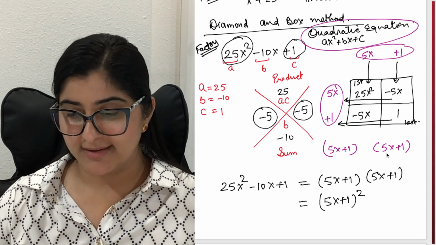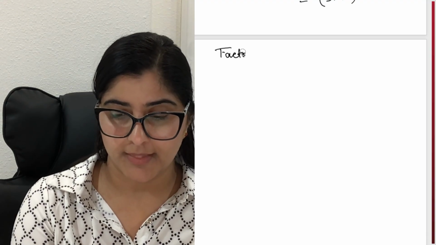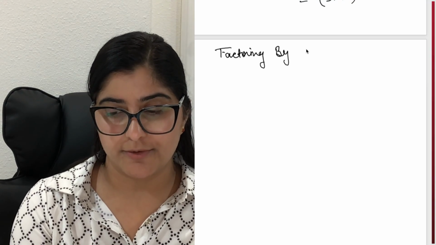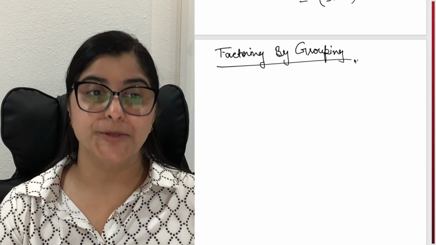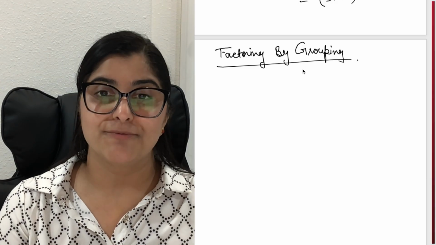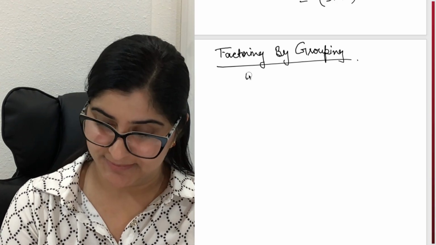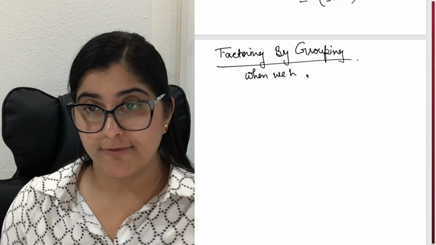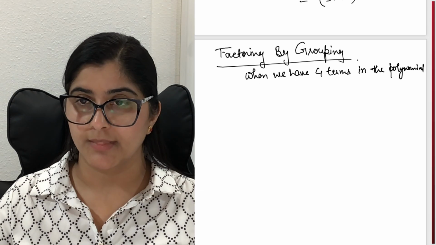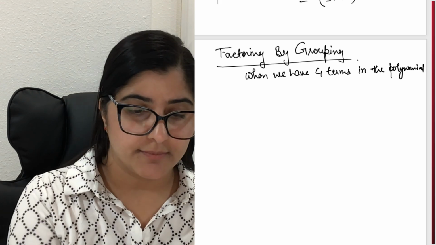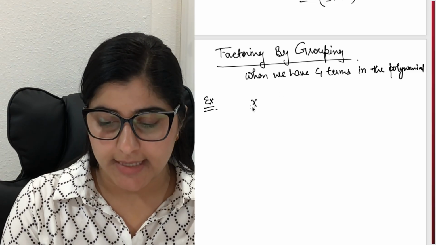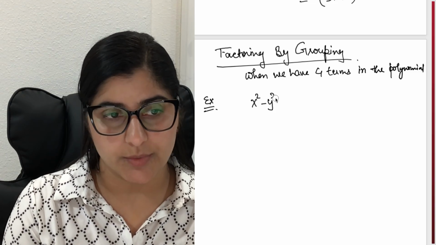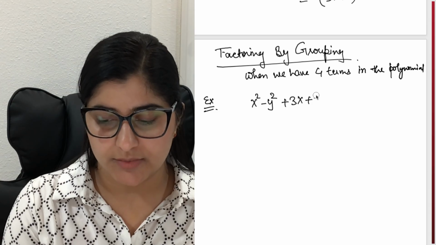There is one more method that is called factoring by grouping. So what is that method, and when do we use this method? We use this method when we have 4 terms in the given polynomial. For example, let's take one example where we will include 4 terms in a polynomial. So it is x squared minus y squared plus 3x plus 3y.